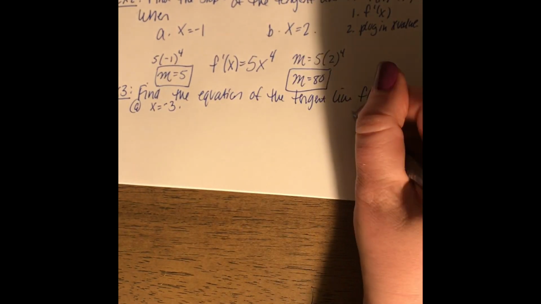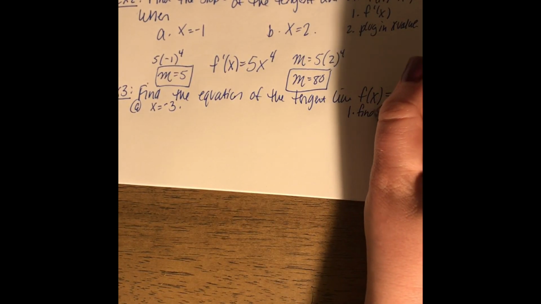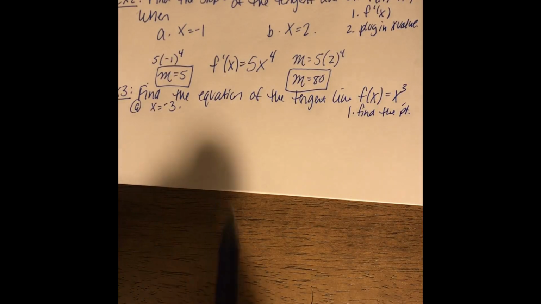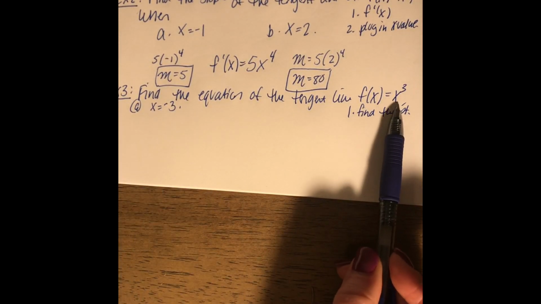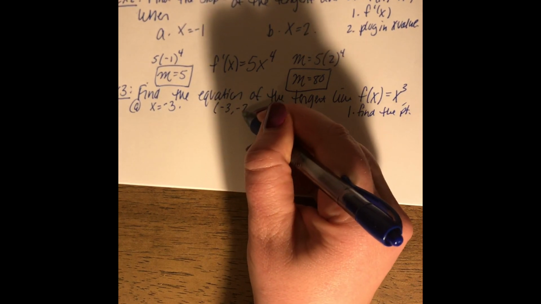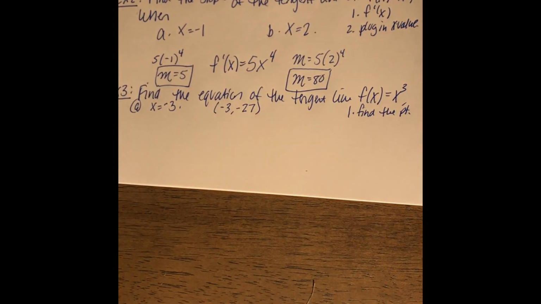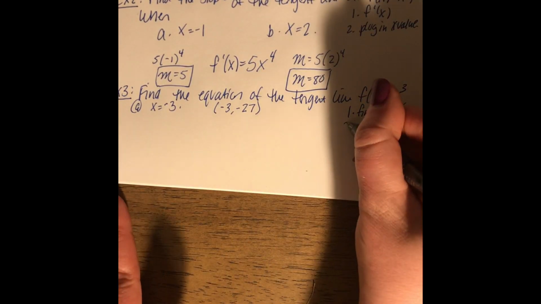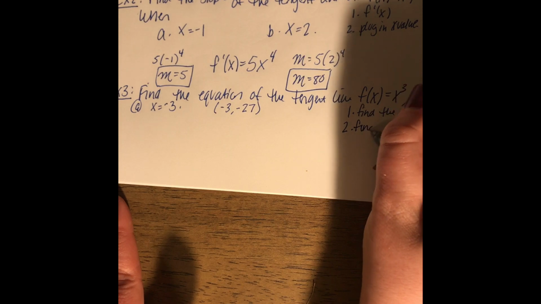So your first step here is to find the point on the original graph. When we plug negative 3 into our original f of x function, we're going to come up with the point negative 3, negative 27, right? Because negative 3 times negative 3 times negative 3 is negative 27. So again, when you're writing the equation of a tangent line, find the point. Second thing, find the derivative.